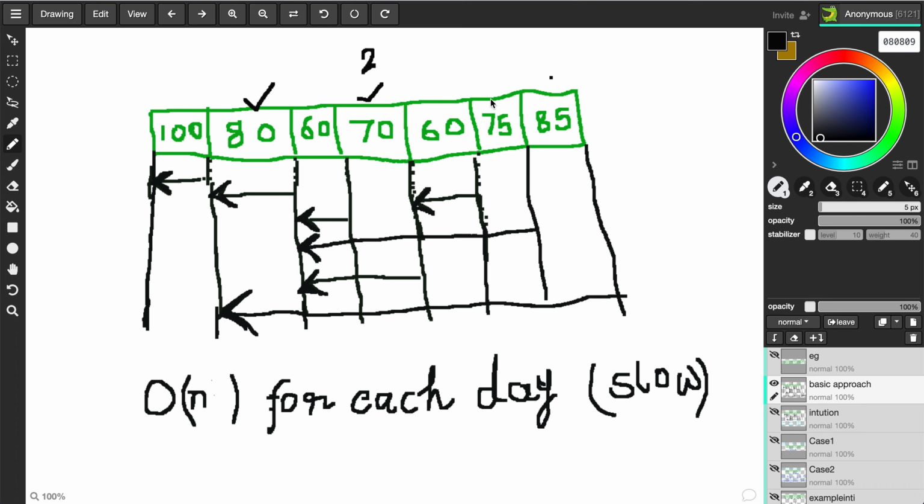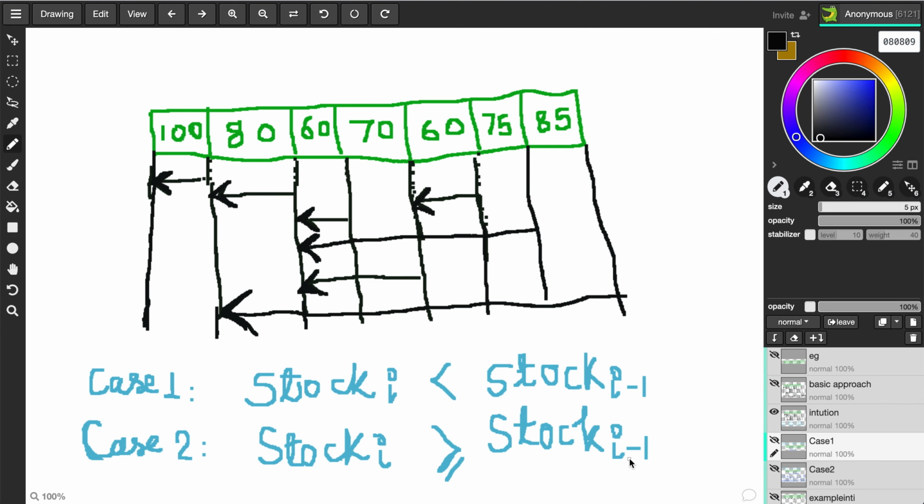And similarly for 75, we know that we can keep traversing till the end, and we can reach till here again, and this is the fifth index, this is the second index, this is the first index, so the answer for this one would be 4. So what are we doing here? In the worst case, we'll have to traverse for each of the elements till the first element, so it would be O of n for each day, which is going to be very slow. How can we optimize this further? Let's see.